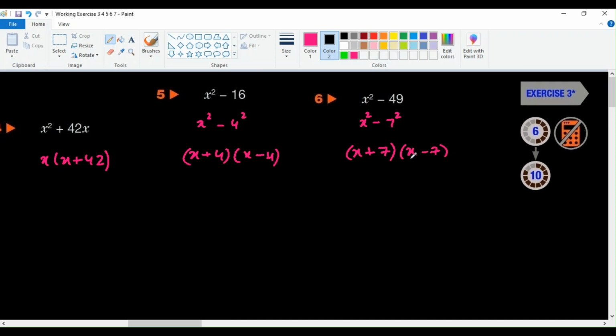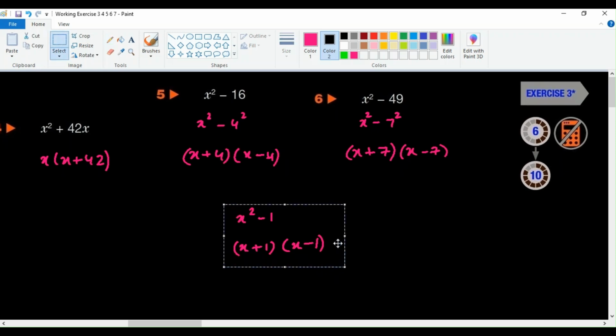x plus 7 and x minus 7. So for example, in case you get a question like this, minus 1, always remember 1 is also a square of 1. So you can write it this way. In case you get a question to factorize this, your simple answer is going to be x plus 1 and x minus 1. Once it's going to be plus and once it's going to be minus, something like this. It is not relevant here, but in later stages you will come across questions like this.